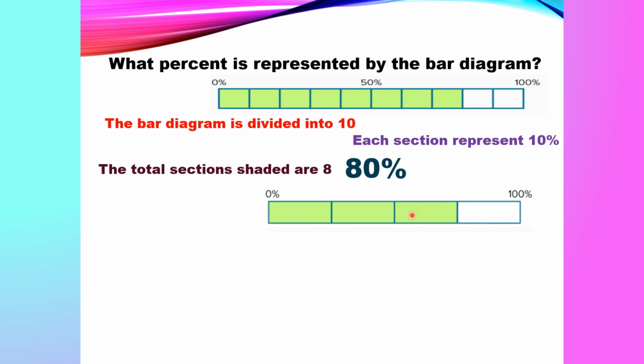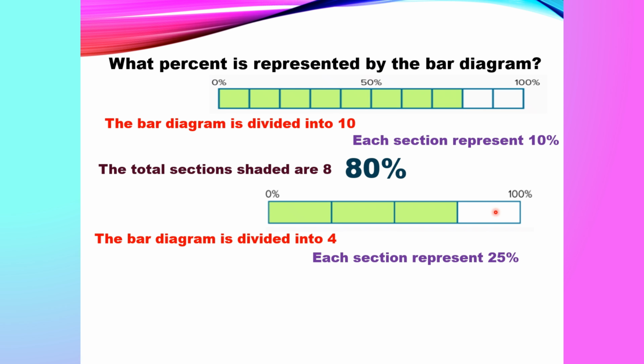Let's look at this one. Here, it is divided into 4 parts. So it means each section is 25%. Now, when you count the shaded part, you will realize that 3 sections are shaded. So it means this is 75% because each part is 25. 25%, 50%, 75%.